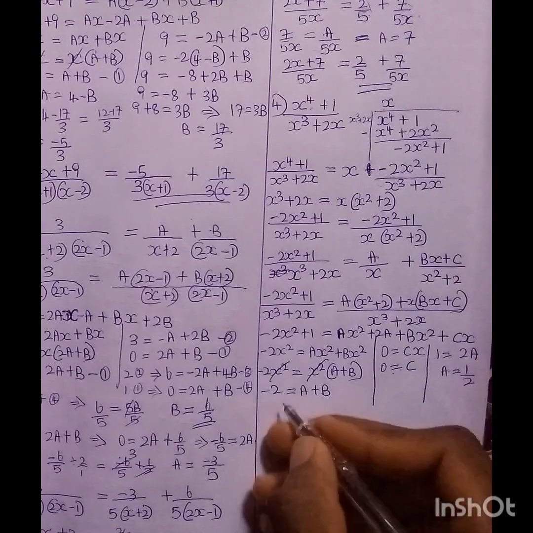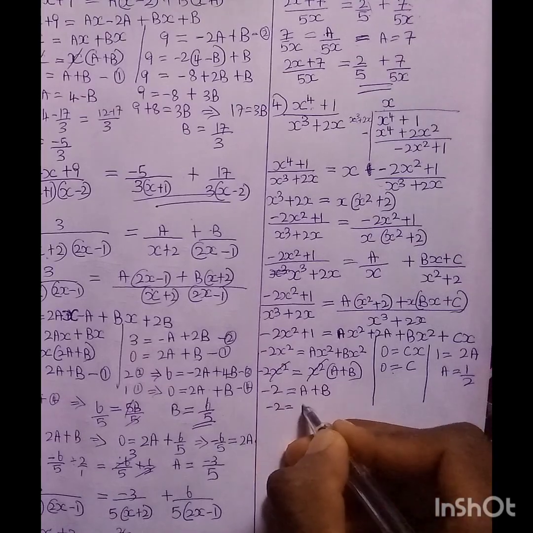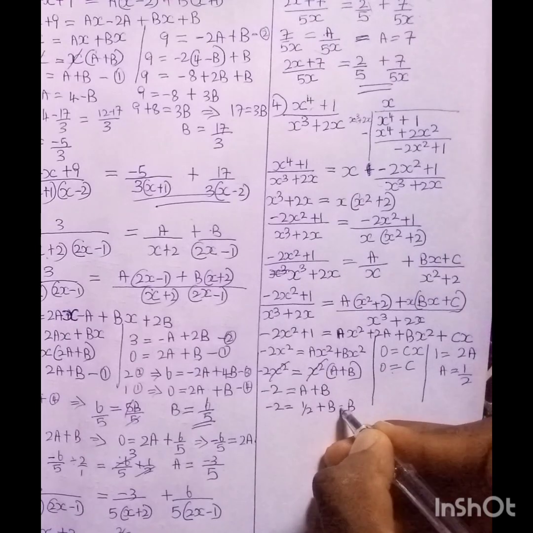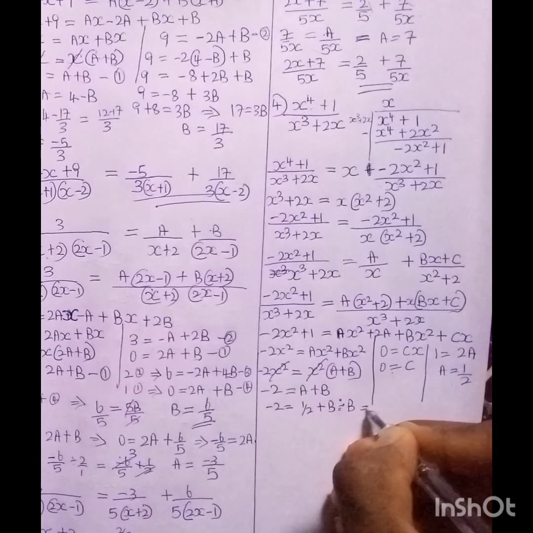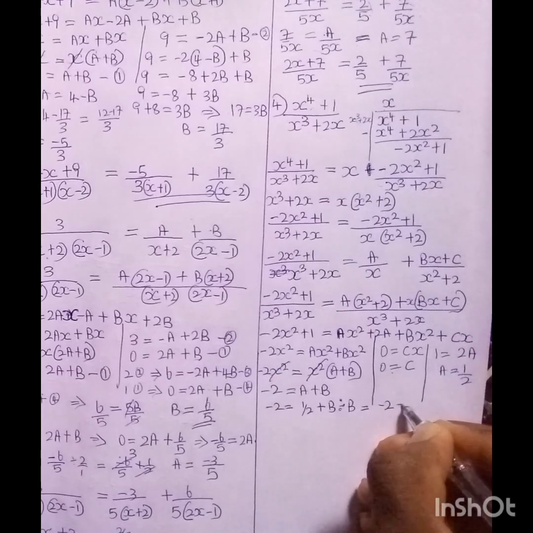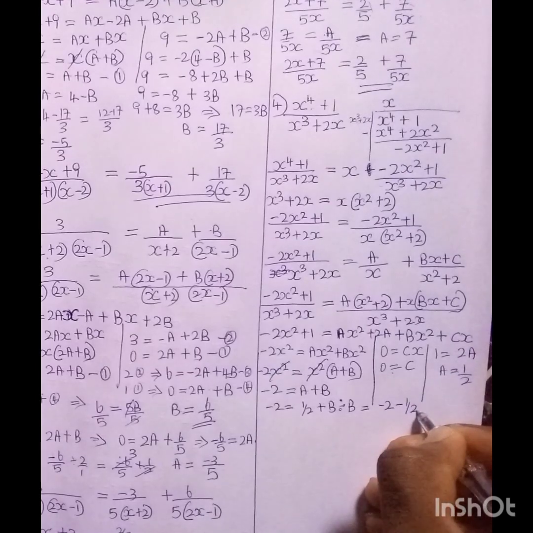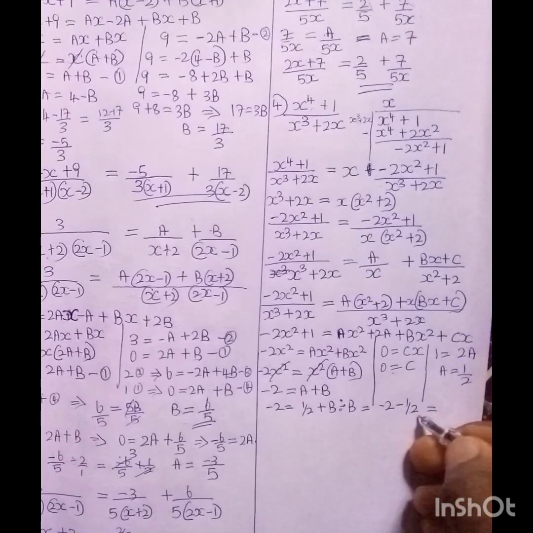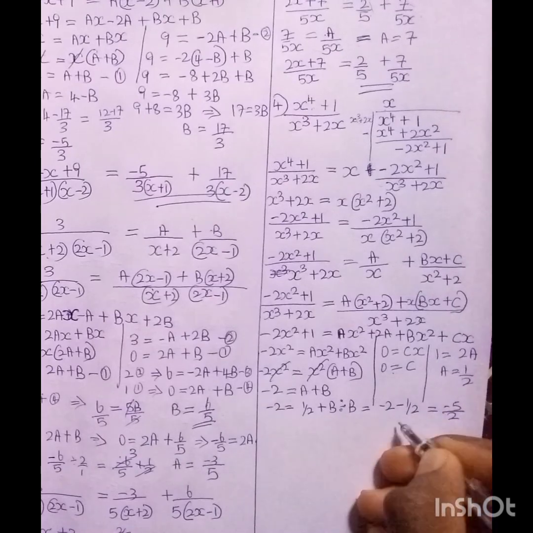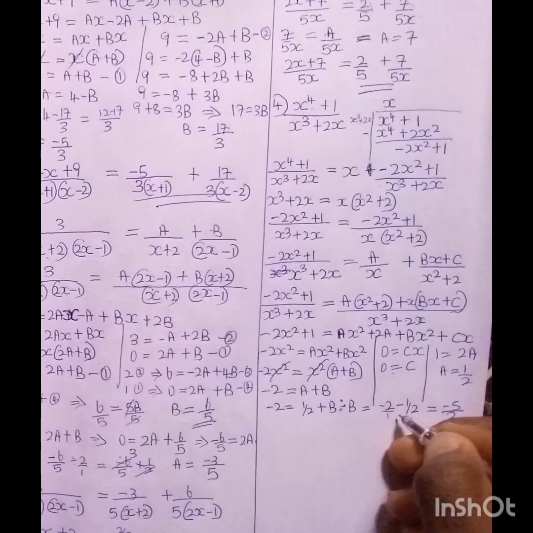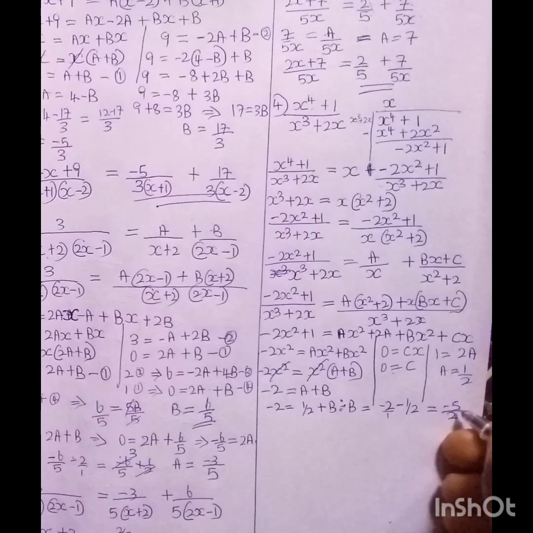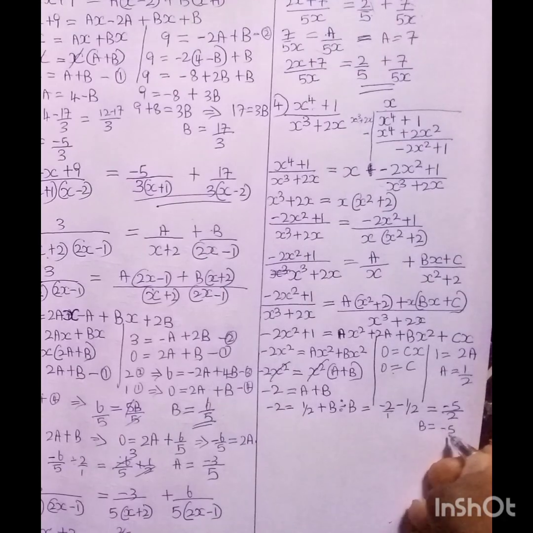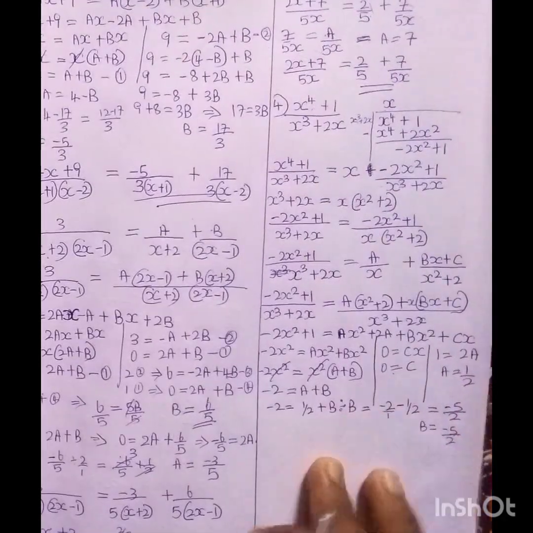So to get b, minus 2 is equal to 1 over 2 plus b. So b, therefore, b is equal to minus 2 minus 1 over 2. And that will give us minus 5 over 2, as minus 2 over 1. If you subtract, you get minus 5 over 2. So b is equal to minus 5 over 2. That's our b.